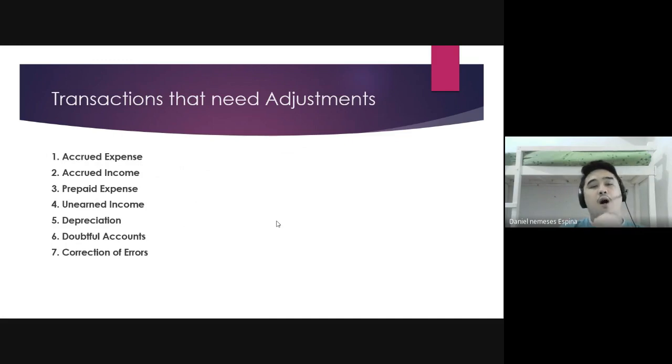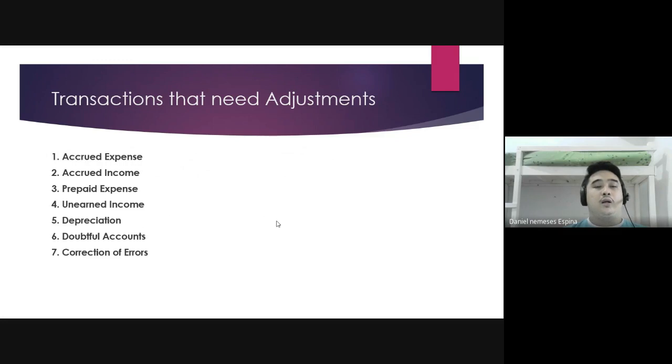So as a summary, these are the transactions that need adjustments. You have accrued expense and accrued income. Accrued expense has a similar feature with an accounts payable. These are already incurred but yet to be paid. Accrued income is like an accounts receivable. These are income that needs to be recognized, but the payment is yet to be collected the following period.